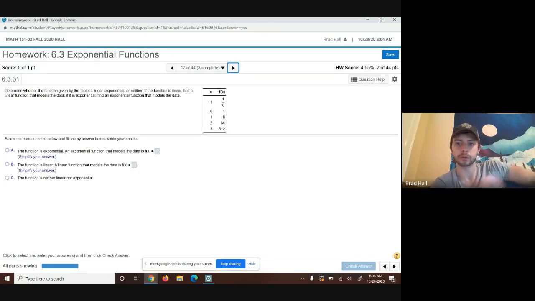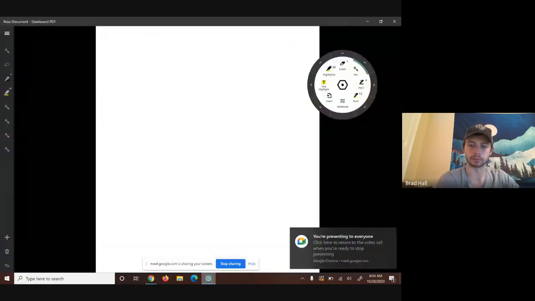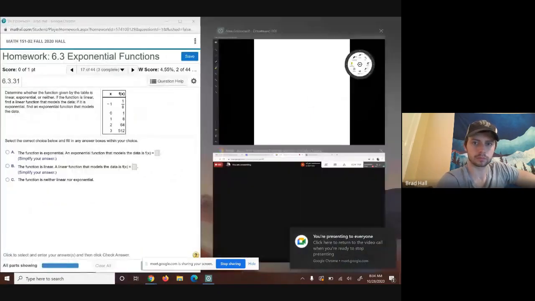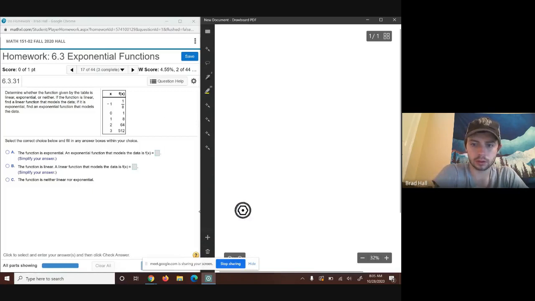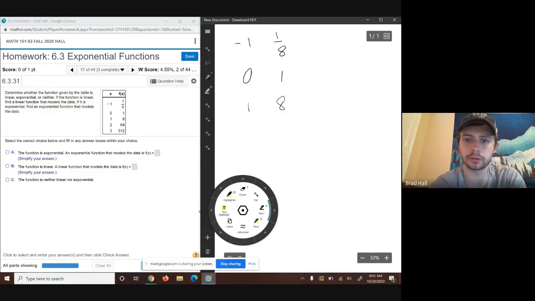And this is one of the problems. I didn't do this problem; I did a problem kind of similar, 18 and 19. So I'm going to go ahead and do this problem. So let's just have (-1, 1/8), (0, 1), (1, 8), (2, 64), (3, 512).